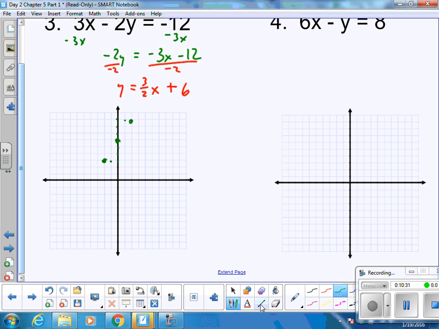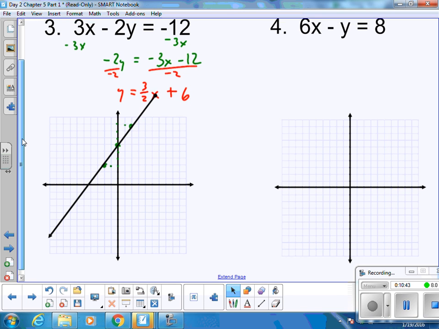And there is my line. Let's see if I can kind of get this one. Nice. Let's take a look at this next one.